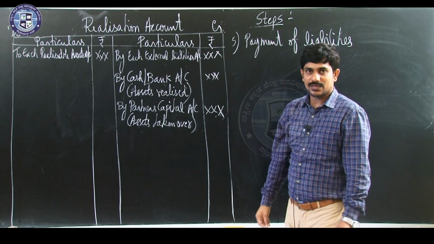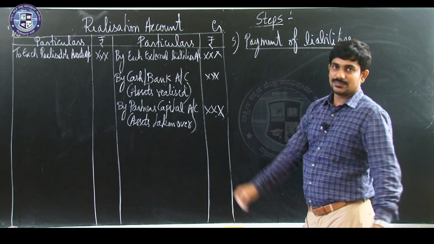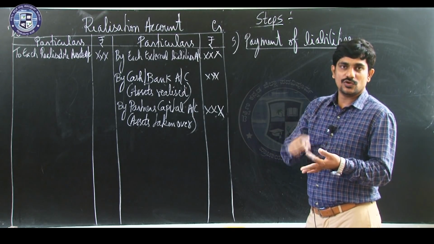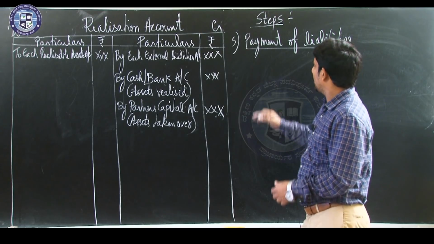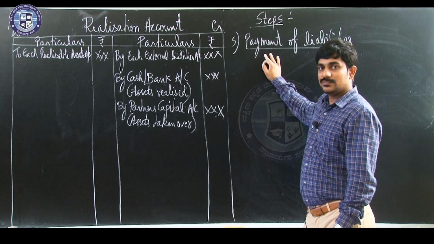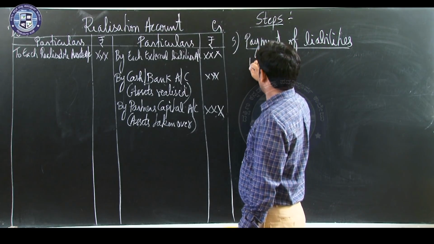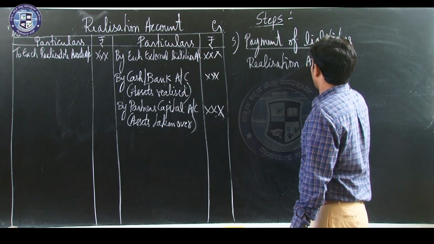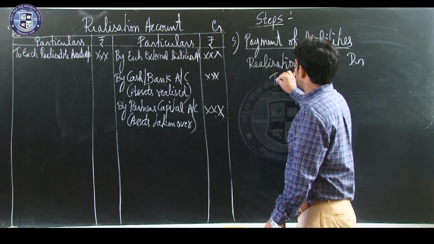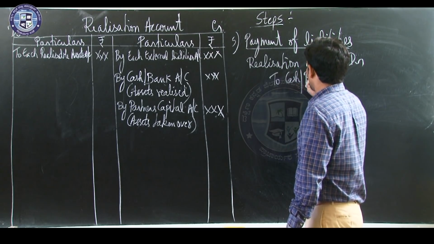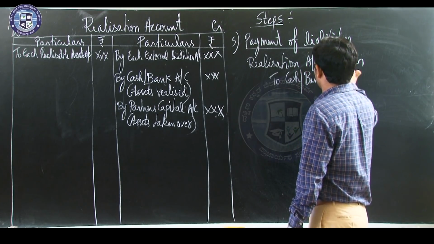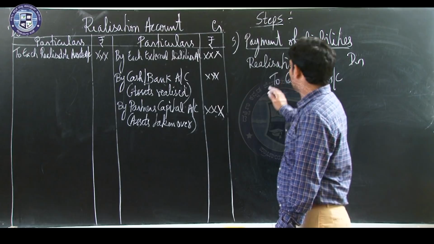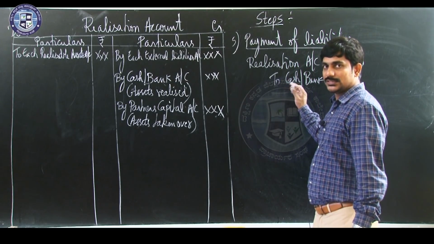Payment of liabilities. Payment of liabilities means outsiders' money, whether creditors, bills payable, bank loan, or bank overdraft. That money has to be paid by the firm to the outsider. Because the firm is paying, it is an expense. So the entry will be realization account debited to cash or bank. Cash goes out, actual cash is paid. If cash is there, cash account; if bank is there, bank account. You have to keep this in mind.